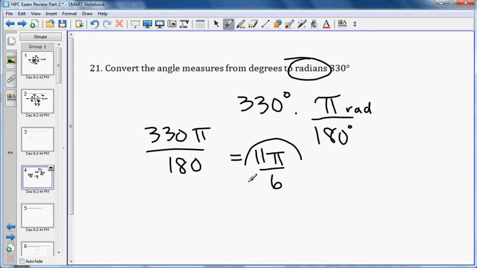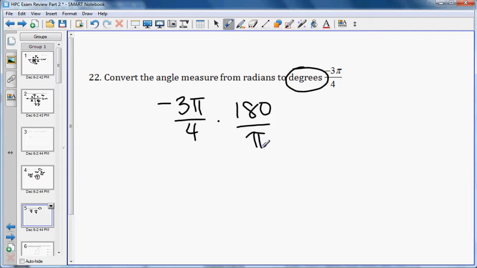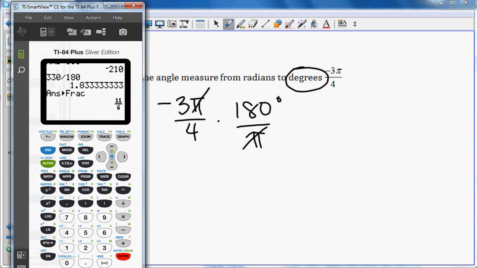Now we're doing the reverse direction. We're starting with radians and converting to degrees. So since we want degrees, we'll multiply by 180 over pi. The pi's do cancel out, so we just get negative 3/4 times 180. And that gives us negative 135 degrees. Make sure to include the negative there.